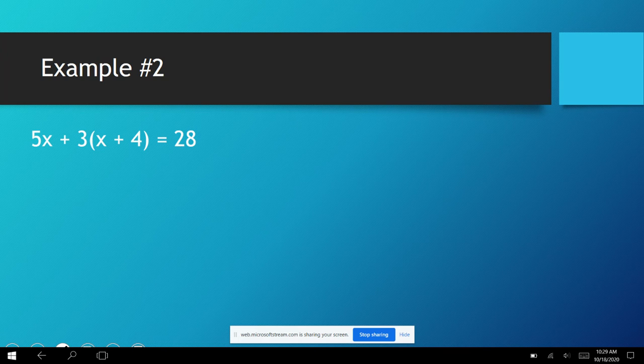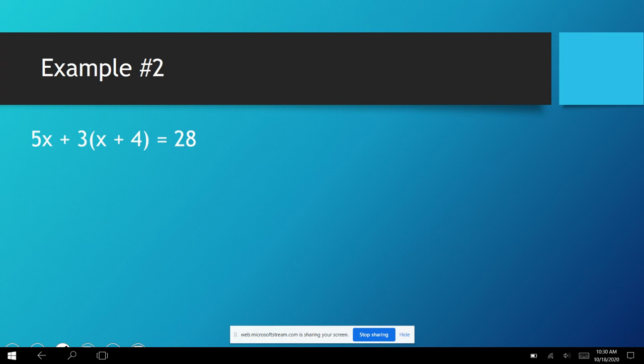Let's look at a second example. Here we have 5x plus 3 times the quantity x plus 4 equals 28. We know we need to combine like terms because we have x's on the same side. But right now we have a problem. That x is currently inside the parentheses, and we're multiplying that entire parentheses by 3. Think about how we have always addressed that before. How have we combined like terms when something's been in parentheses? Well, we've always distributed. We're going to distribute here.